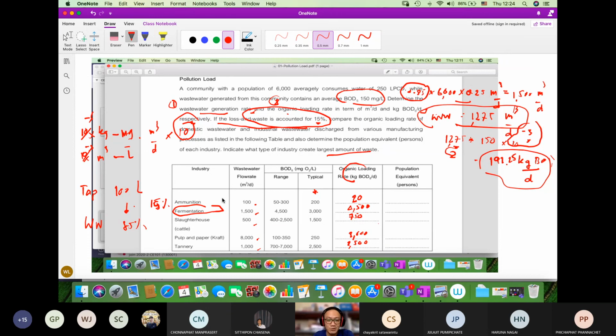Then the last question is the population equivalence. Population equivalence is, for one person, how many kilograms per day that one person generates.